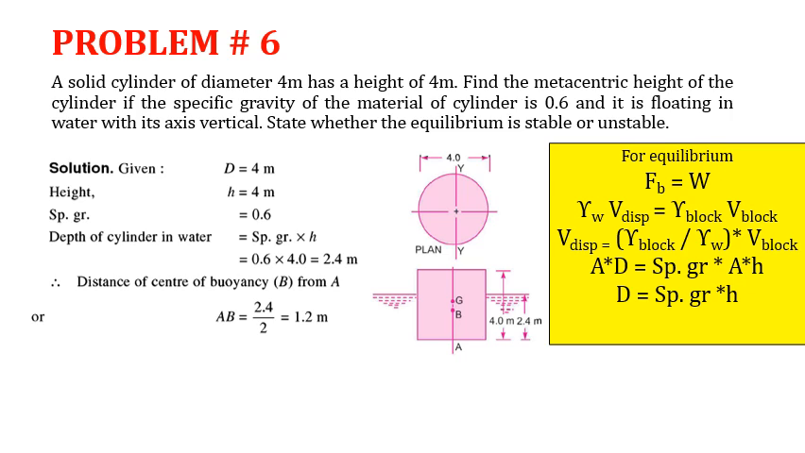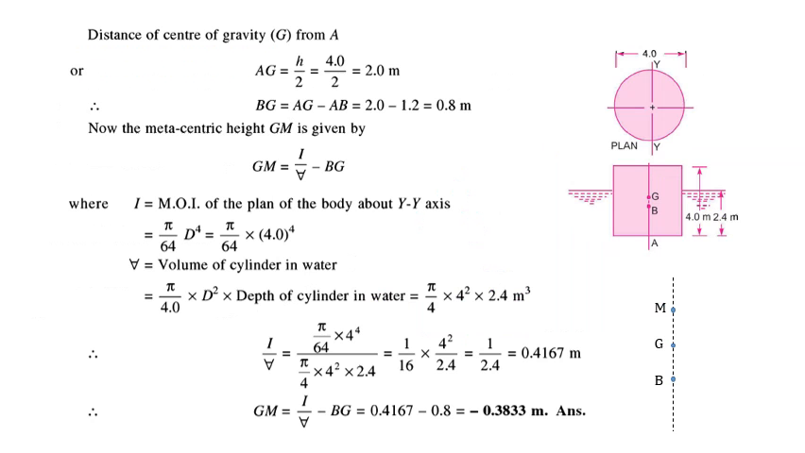And the center of buoyancy, B from A, this distance will be the centroid of the submerged part of the object. So it will be 2.4 divided by 2. So AB is 1.2 meters. The distance of center of gravity of the cylinder from A point will be at the center of this total height. So it is 4 divided by 2, so 2 meter, and we can get the BG, which is AG minus AB, so 2 minus 1.2, which is 0.8 meter.